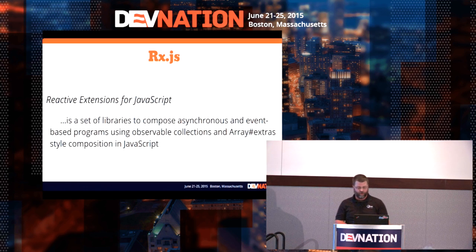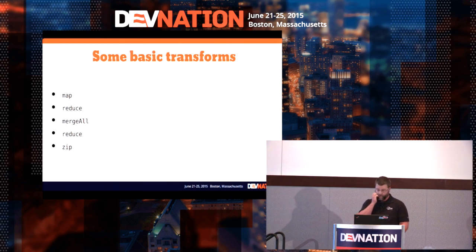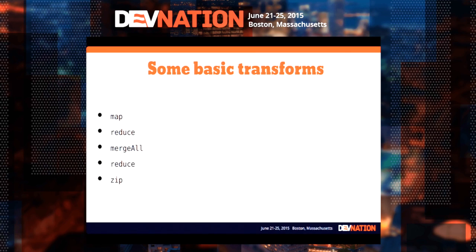So we're going to go through a set of basic methods from this library, see how we can use them, how we can compose them to do some interesting things. The library itself is huge. There's a large number of functions that we can make use of in our code. We're going to focus on the basic building blocks, the ones that we're going to use almost all the time. And so the ones we're going to look at are map, reduce, merge all, reduce again, typo there, and zip.